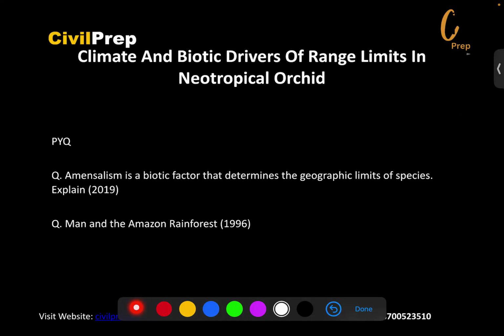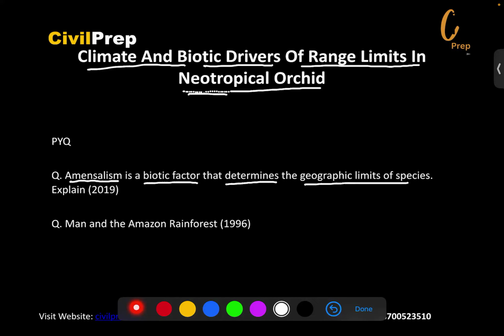Moving to the next case, we have the climate and biotic drivers of range limits in neotropical orchids. Okay, neotropical, which we have already discussed before. Here one of the questions is asked here. Amensalism is a biotic factor that determines the geographic limit of species. Explain. This question is very important, asked in the year 2019. Here also we are looking at the climate and biotic drivers of range limits in a neotropical orchid.